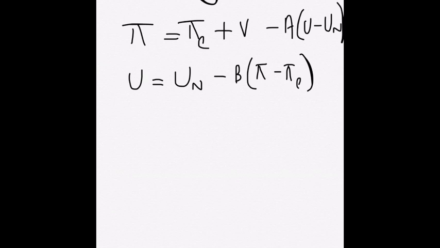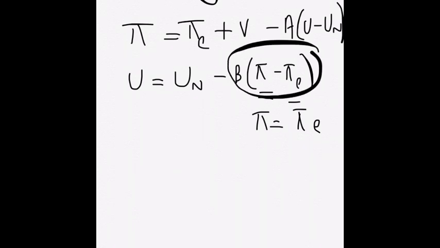And this happens because in the long run, your expectation about inflation becomes equal to the actual inflation. And once these two become equal, when pi becomes equal to your pi e, this portion of this equation becomes 0, which means that unemployment rates are actually equal to the natural rate of unemployment.